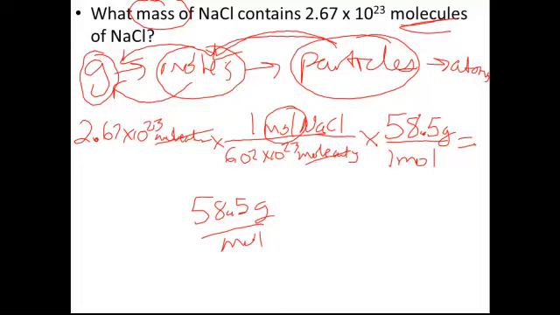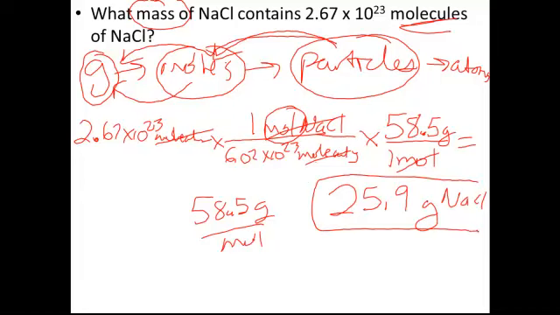And now we're going to do our math. So we're going to take 2.67 exponent 23 divided by 6.02 exponent 23, and then we're going to multiply it by 58.5, and I get a final answer of, with 3 significant digits, 25.9 grams, because our moles cancel here, of NaCl. So that means that if you have that many molecules of it, that's the amount that it would weigh, about 25 grams of sodium chloride.